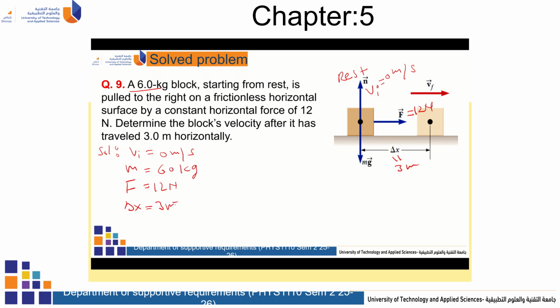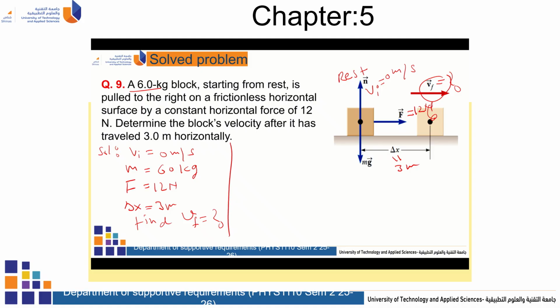And what we have to find is the velocity. Actually, this velocity we have to find at the end of this 3 meter. So we have to find the value of vf. This is the question here. They have given the force, the initial velocity and the mass.